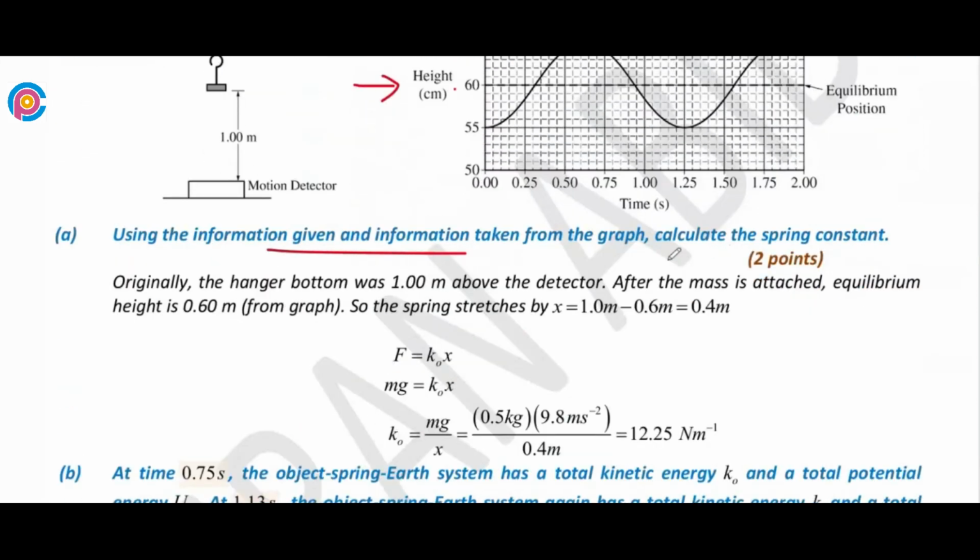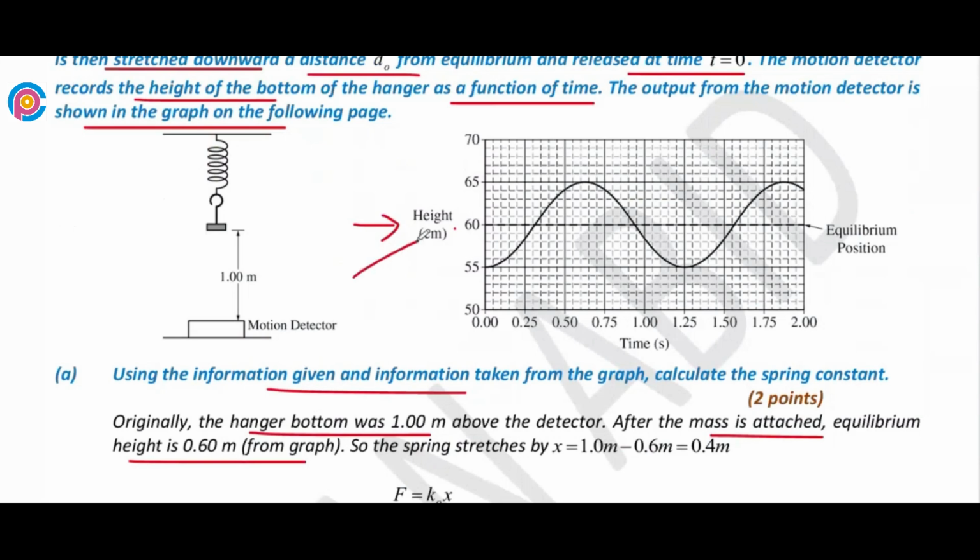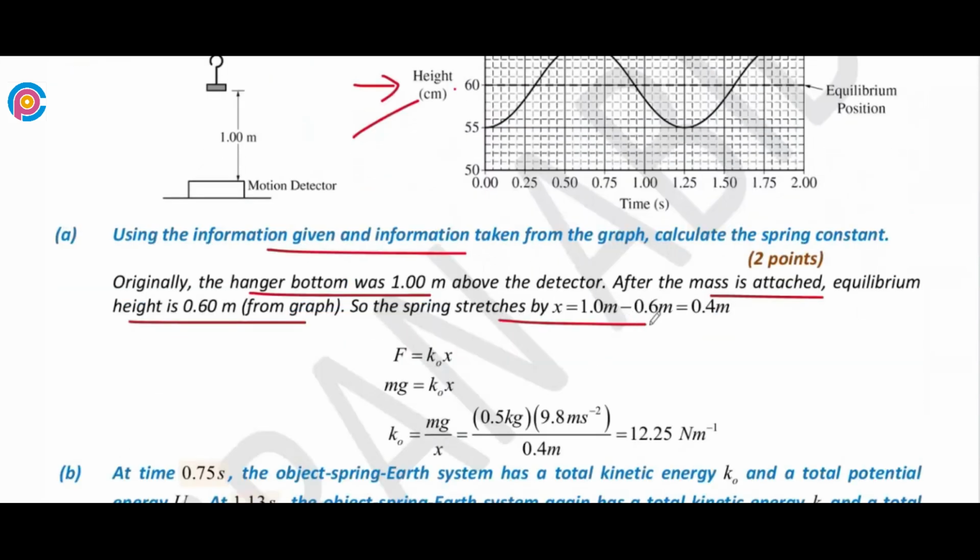Use the information and the graph to calculate the spring constant. The hanger bottom is 1 meter above the detector before adding the mass. Now we attach the mass, and the equilibrium height is 0.6. That's the information we get from the graph. Now the stretch is 1 minus 0.6, which is equal to 0.4. Now we have the spring stretch.